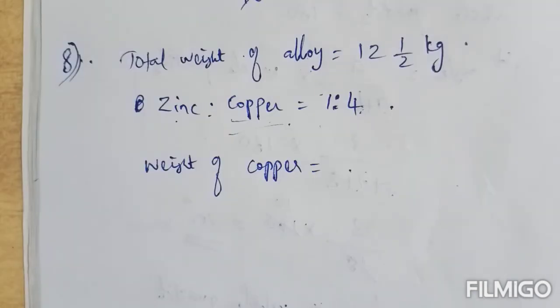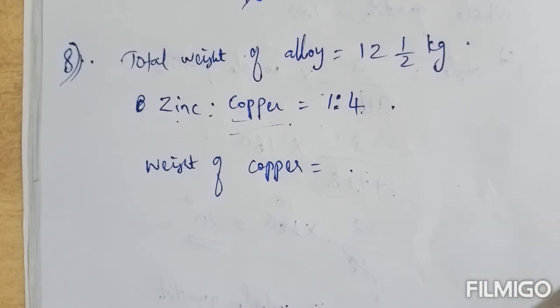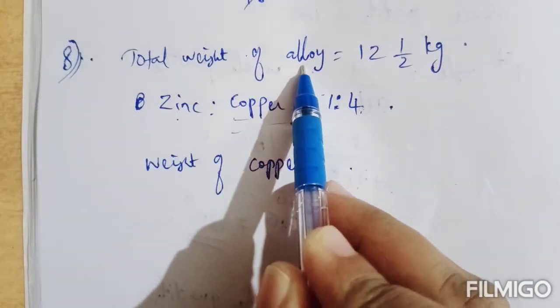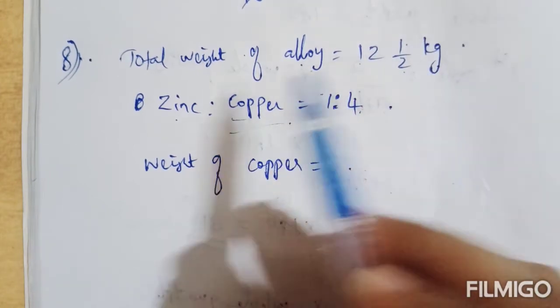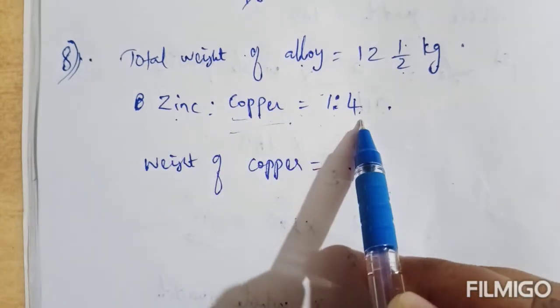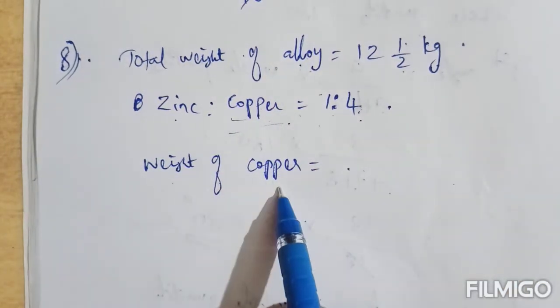Next, 8th question. An alloy of zinc and copper weighs 12 1/2 kilogram. If in the alloy the ratio of zinc and copper is 1:4, find the weight of copper in it. So alloy means it is a mixture of metals, 2 or more metals. Okay, so that alloy contains zinc and copper. Now the total weight of this alloy is given as 12 1/2 kilogram, and the ratio of zinc and copper in that alloy is 1:4. You have to find the weight of copper.